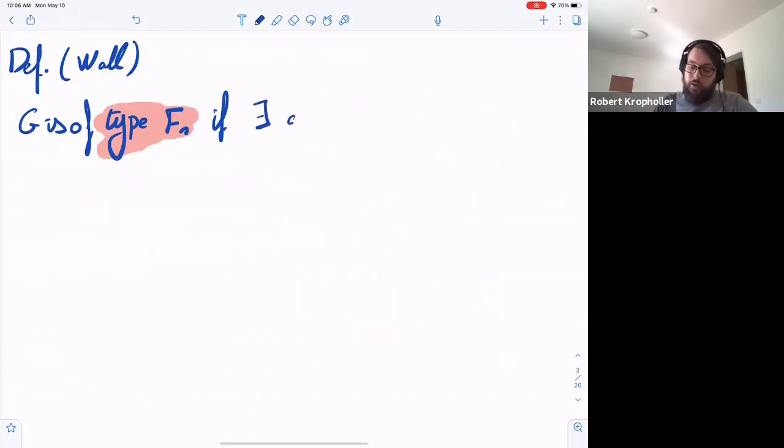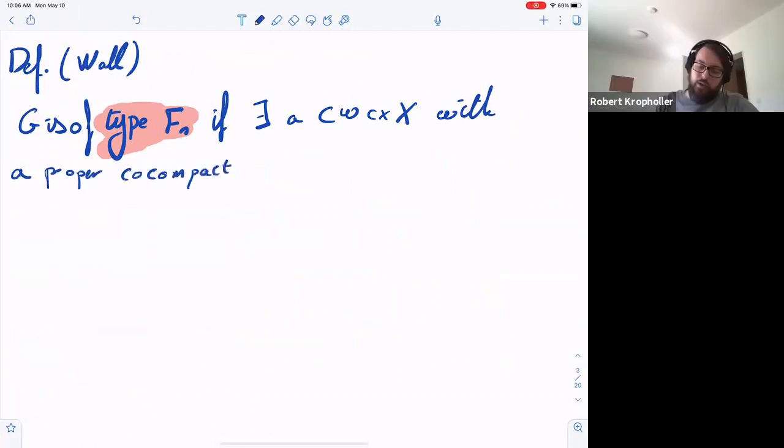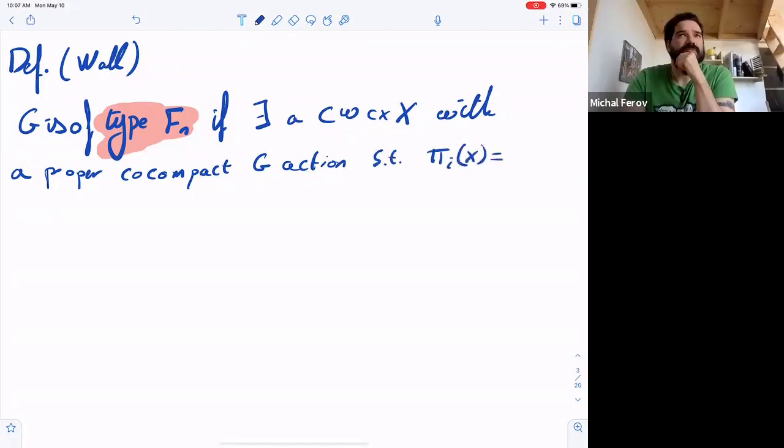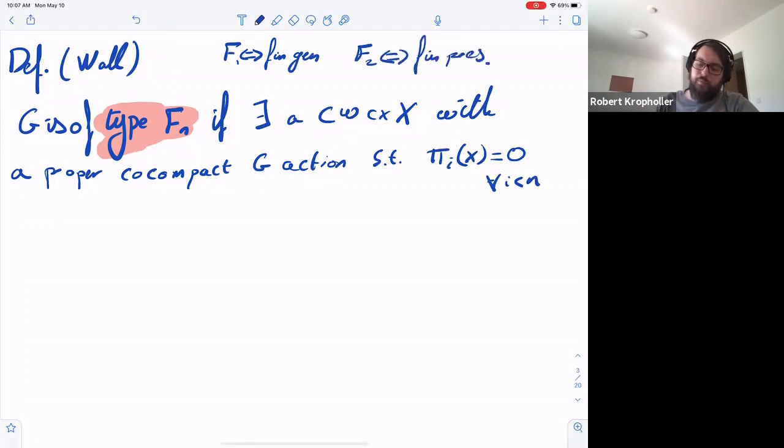So you could say that G is of type Fn if there exists a CW complex X with a proper co-compact G action such that pi i of X is trivial for all i less than n. Okay, so you've seen that this definition gives you that F1 is equivalent to finitely generated and F2 is equivalent to finitely presented. And so you should think of these higher finiteness properties Fn as generalizations of finitely generated and finitely presented to higher dimensions.